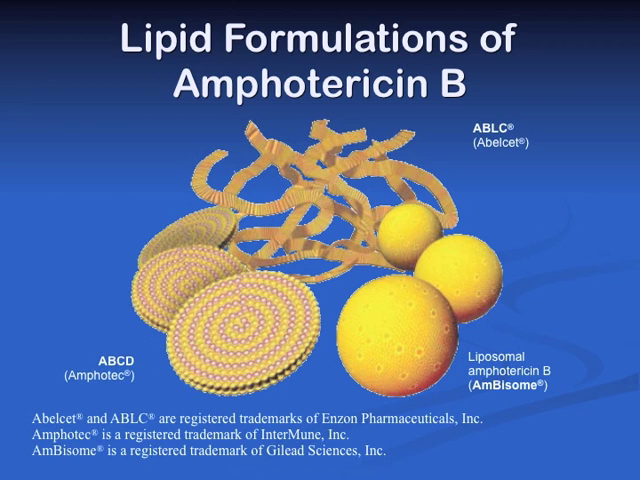And structure actually is relevant because the large ABLC has a lower serum concentration, a short half-life, large volume of distribution, which is the exact opposite of Ambisome.